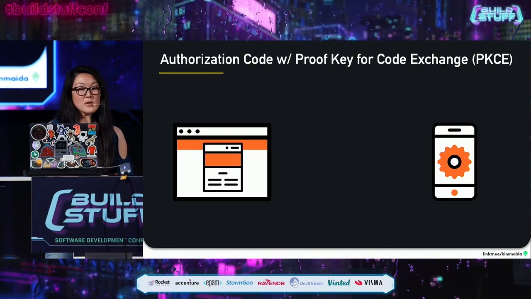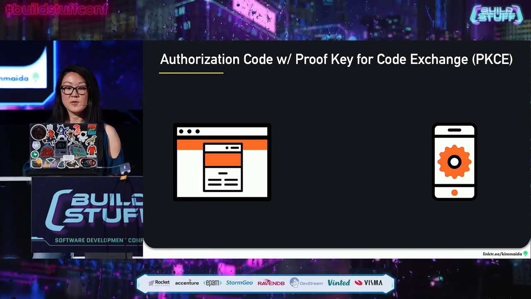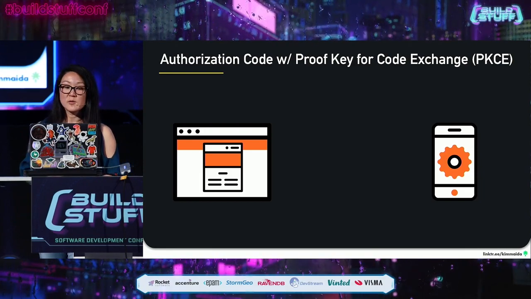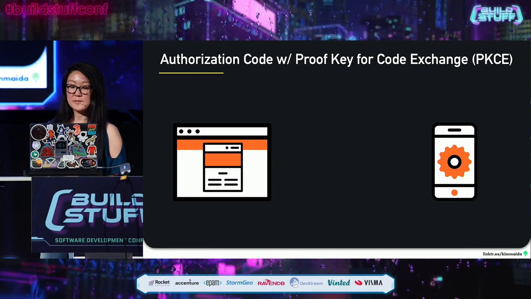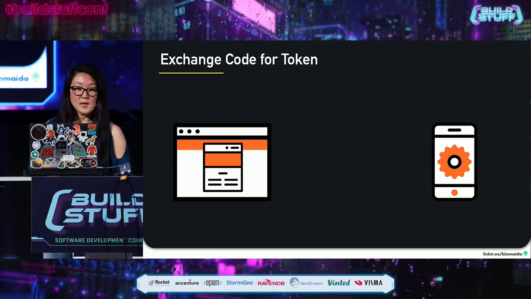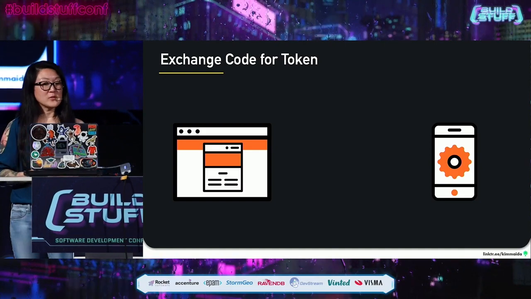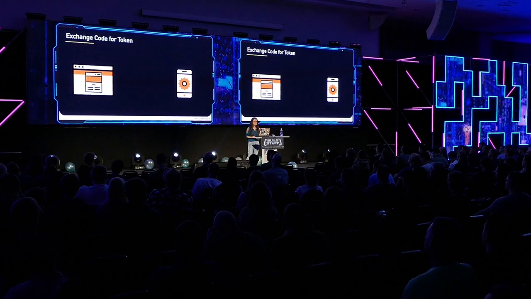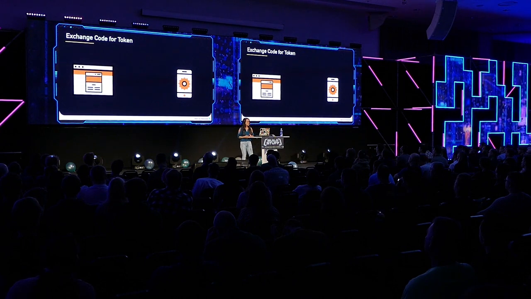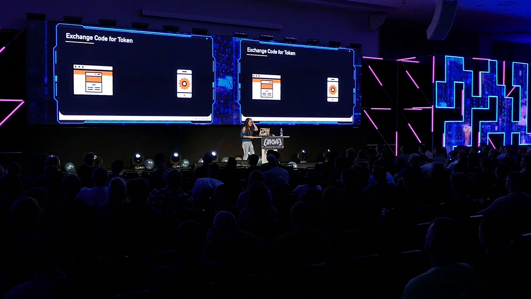Now, this mobile and single-page application flow is called authorization code with proof key for code exchange, or PKCE for short. In this flow, the first thing we're going to do is exchange a code for a token. And we're going to do this similarly to the way that we do with traditional web apps, but because this is a public client, we need to take some additional precautions. So let's take a look at how this actually works.